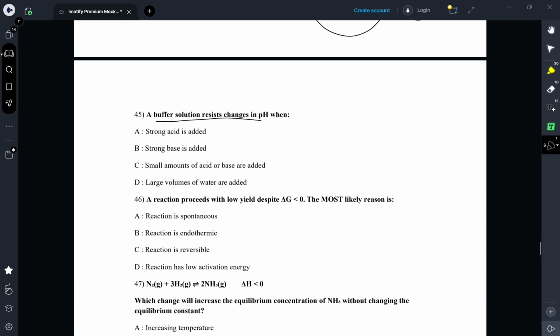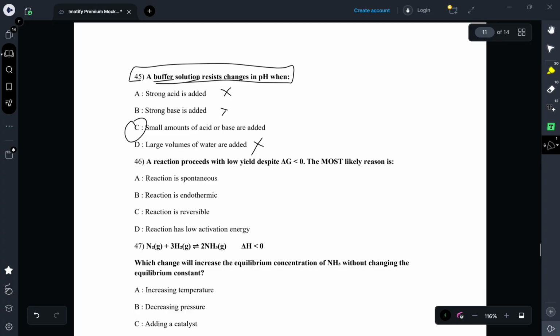A buffer solution resists changes in pH, and so this is the definition of the function of a buffer solution. What does it do? It resists changes in pH when small amounts of acid or base are added. So this is the only correct answer. This one is wrong. This one is also wrong. So this one is like testing your theory.